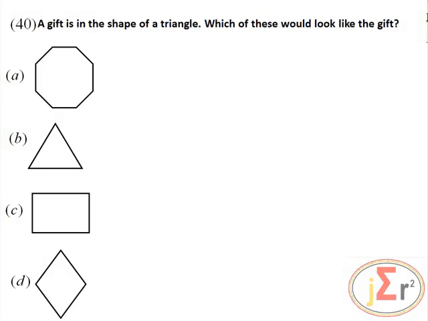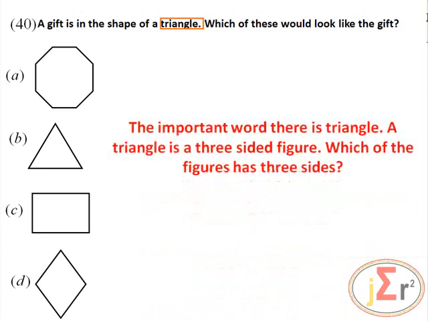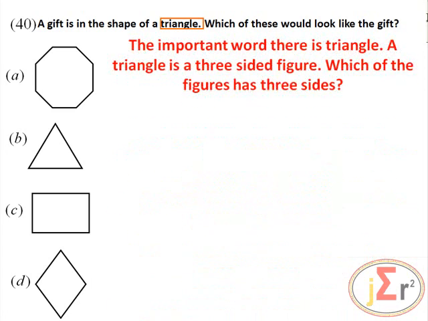A gift is in the shape of a triangle, Jerry. Which one of these would look like the gift? It is in the form of a triangle. Which one is that gift, Jerry? Option B. Jerry is saying that it is option B. Do we do option B first? Yes, we will. Triangle. The important word there is triangle.